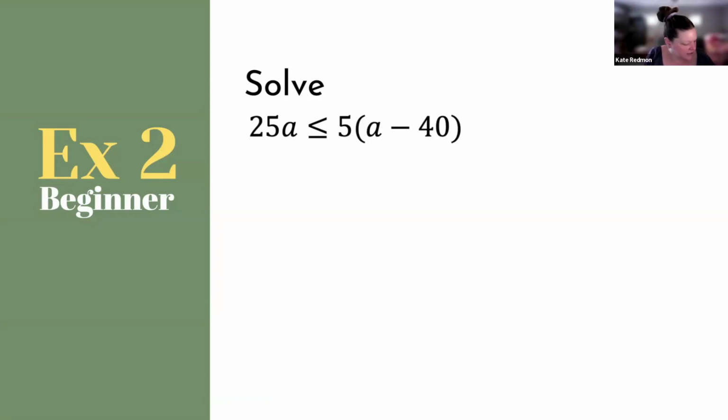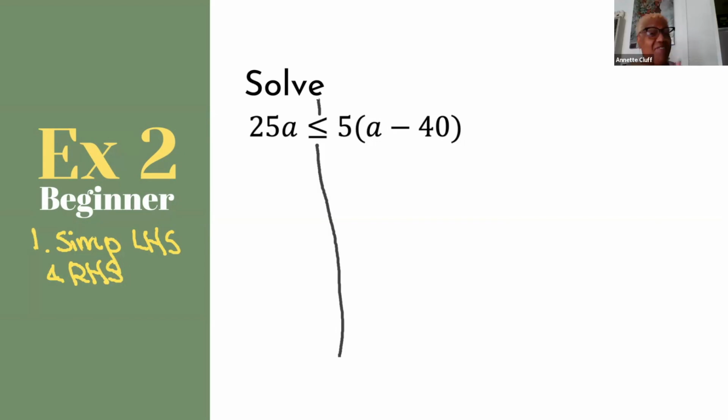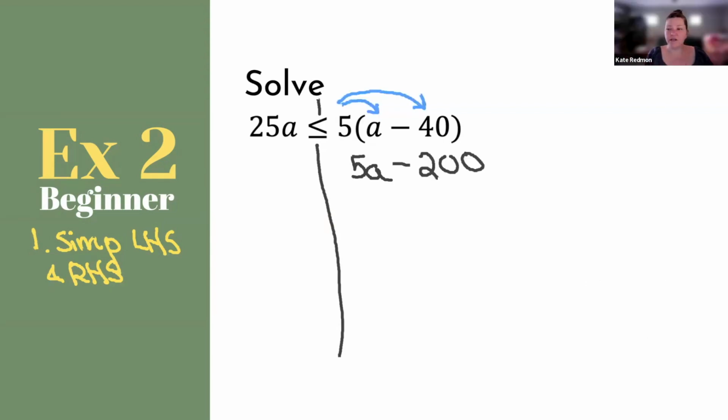So another example, solve 25A is, do you remember how to read this sign? Lesser or equal to. Beautiful. So 25A is less than or equal to 5 times the quantity of A minus 40. Wisdom principle number 1. Do you see on either the left-hand side or the right-hand side of the inequality sign any simplifying we can do? 5 times A would be 5A, 5 times negative 40, negative 200. Lovely. Now all I've done is made the right-hand side simpler.